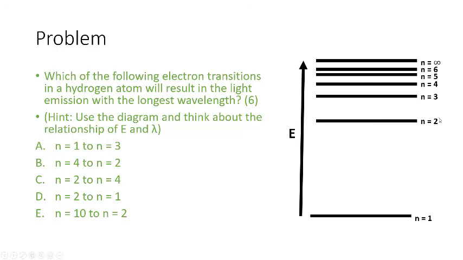So if we're thinking about which one is going to give our longest wavelength of light, that means which is going to be the smallest of the transitions. Our correct answer is going to be B, because we have our smallest transition going from 4 down to 2.